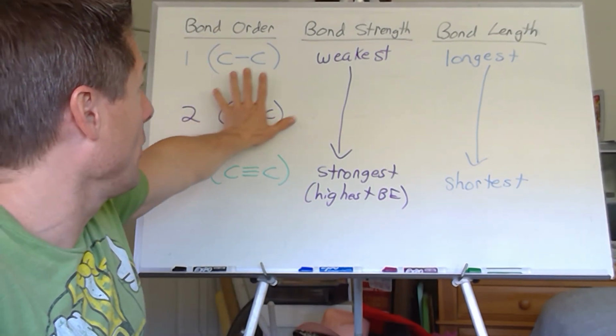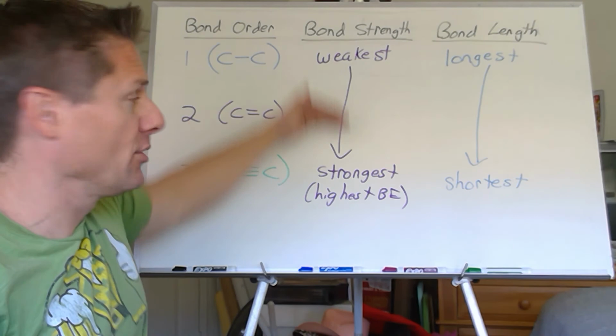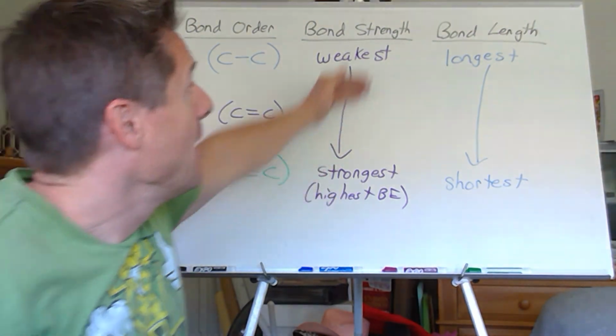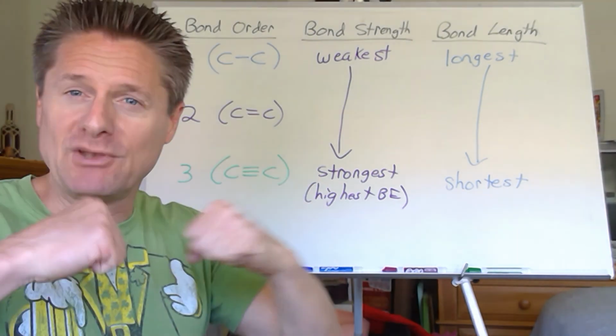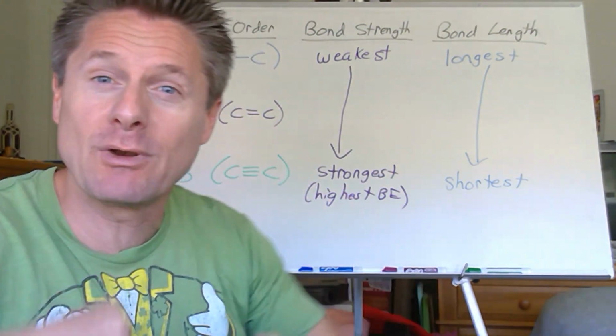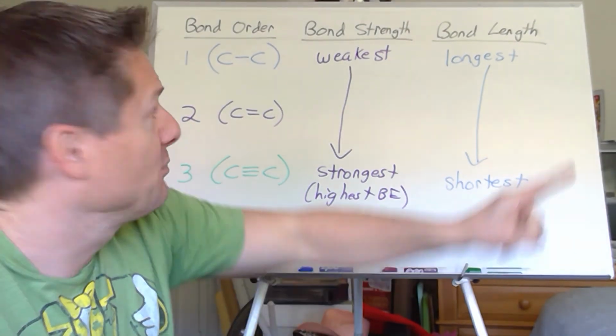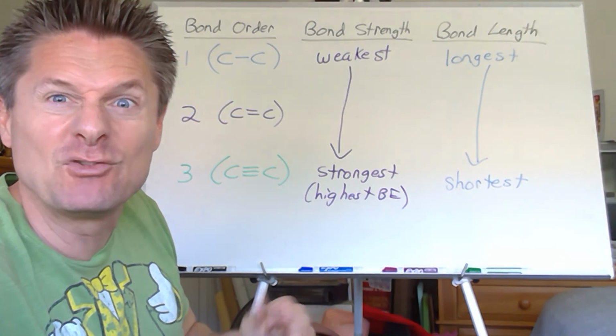Now bond order and bond strength go together, right? The higher the bond order, the stronger or higher the bond energy, but the opposite's true of length. So again, the more electrons shared between two atoms, the stronger the bond, and the closer it pulls them in, the shorter the bond. Let's put some numbers to bond strength. Let's do it. We're going to calculate this stuff and do some cool things.